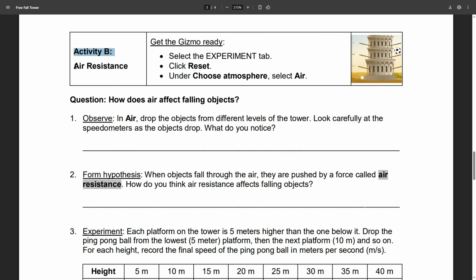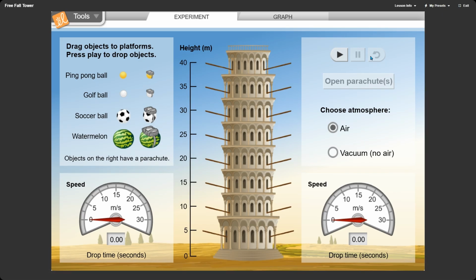Activity B, air resistance. To get the gizmo ready, select Experiment, Reset, and Air. So the reset button's in the upper right. Your Experiment tab is in the top left. And if you're doing Activity A, you need to reset it back to Air for Activity B.